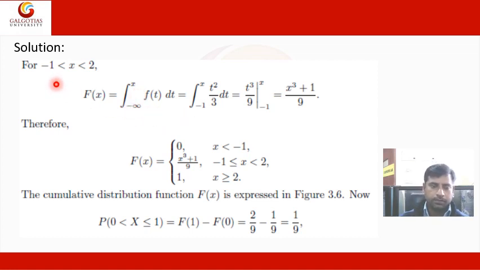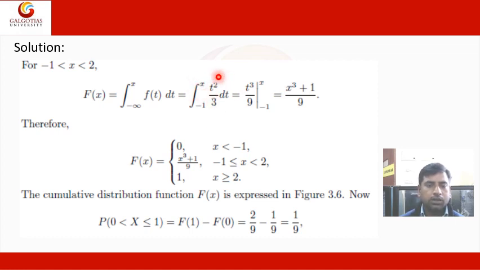So for f of x taking a value less than -1, the function will be 0, so the CDF will also be 0. For -1 to 2, we will integrate this from -1 to x. Here we will not take the upper limit as 2 because it's a continuous random variable, and for every value between -1 and 2 the probability will be different, or the sum of probability will be different. So we cannot use a constant upper limit, it will always be a variable limit.